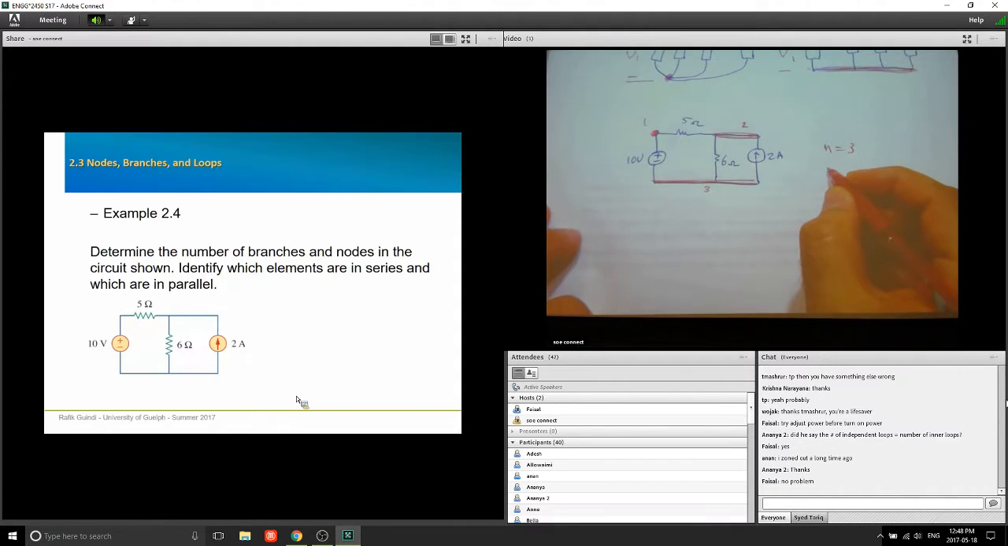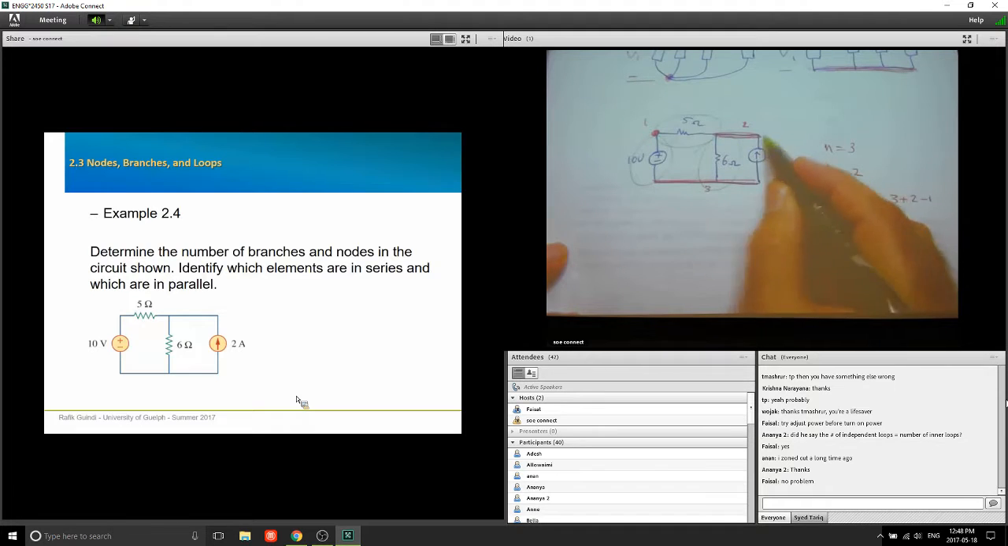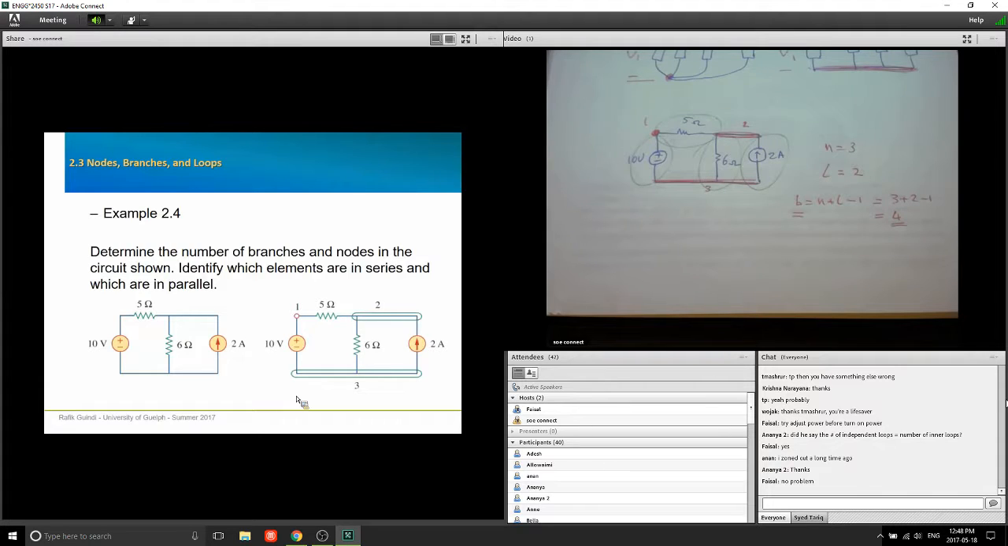How many loops do I have? Independent loops. The easiest way to count the independent loops is to look at the inner loops, the meshes. So I have 2. b equals n plus l minus 1. That's equal to 3 plus 2 minus 1, which equals 4. Do I have 4 branches? Yeah. 1 branch, 2 branches, 3 branches, 4 branches. Okay, and here it is.